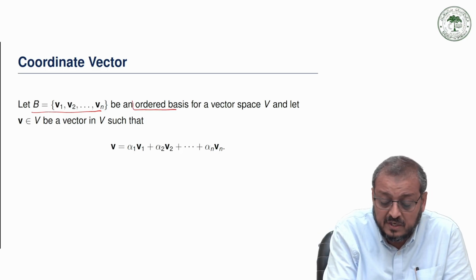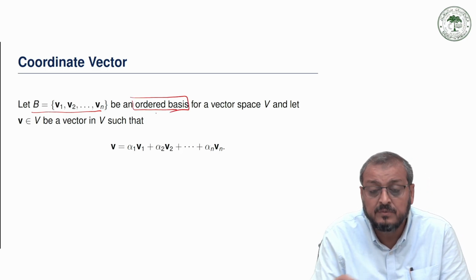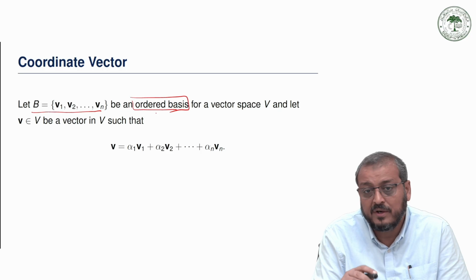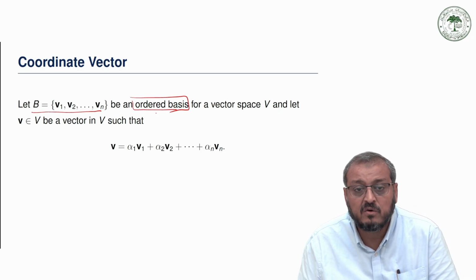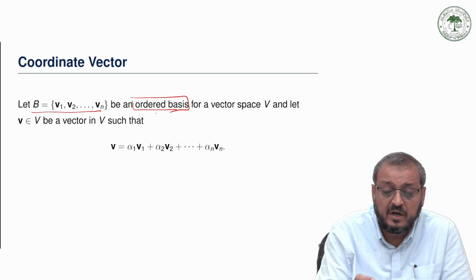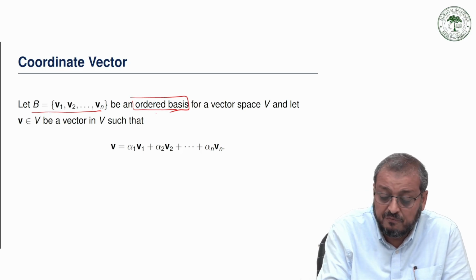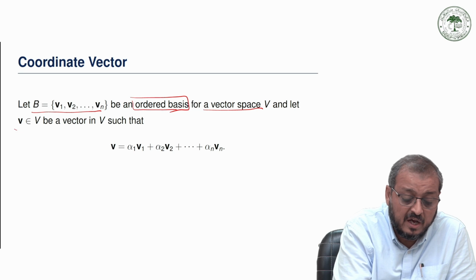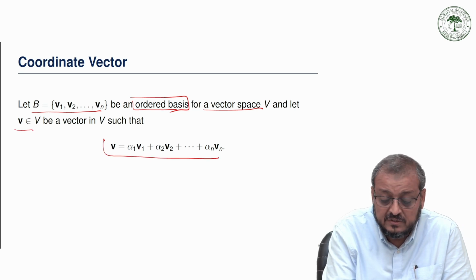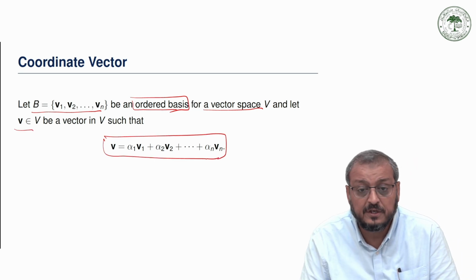This is a very important thing. We have an ordered basis. The order of the basis is important here, because when writing the coordinate vector for a vector space V, and v arbitrary, then v can be written as a unique representation, you just know that.